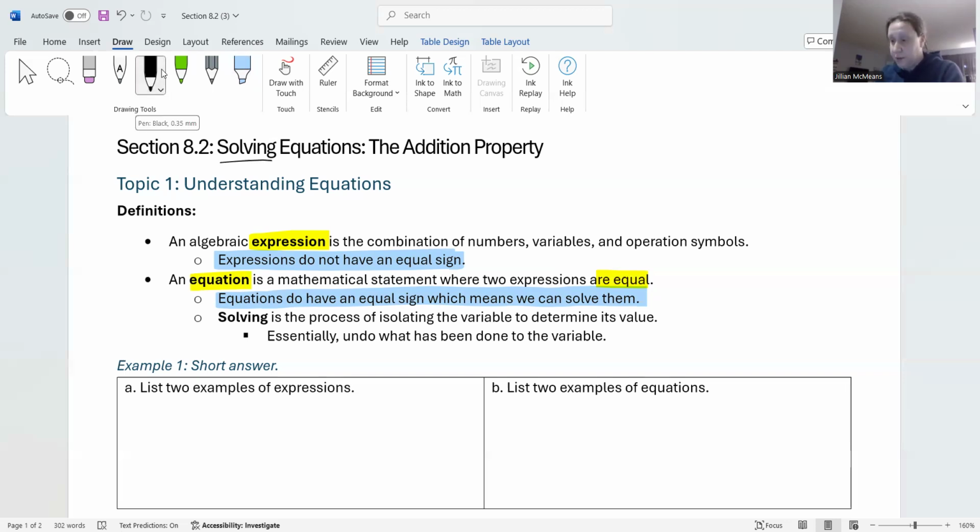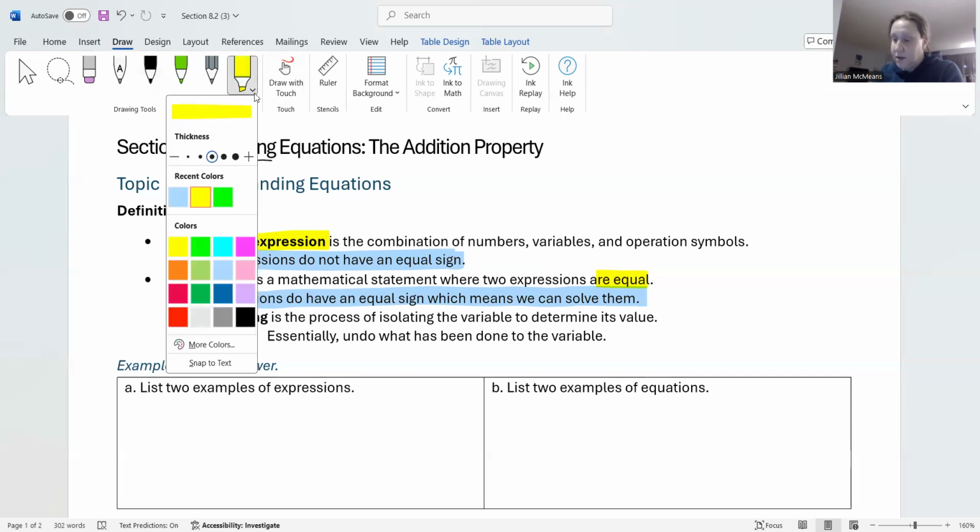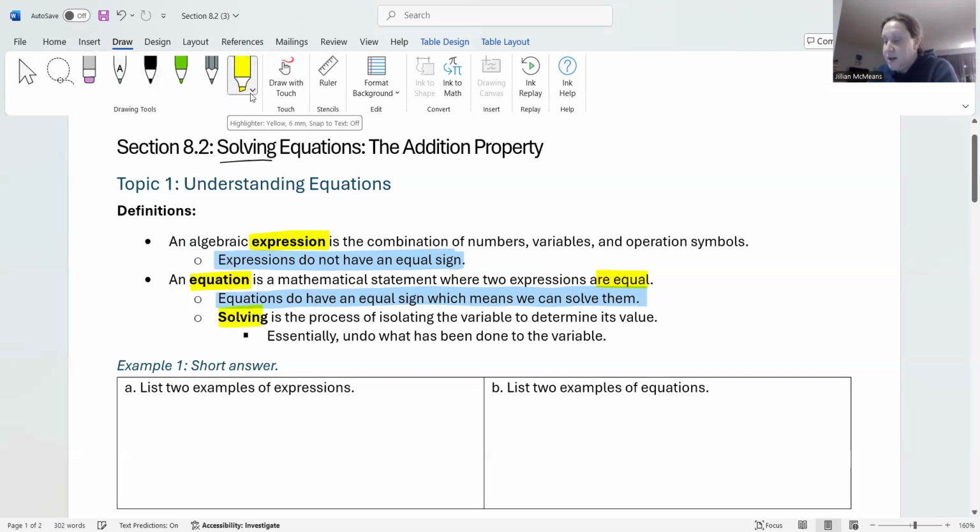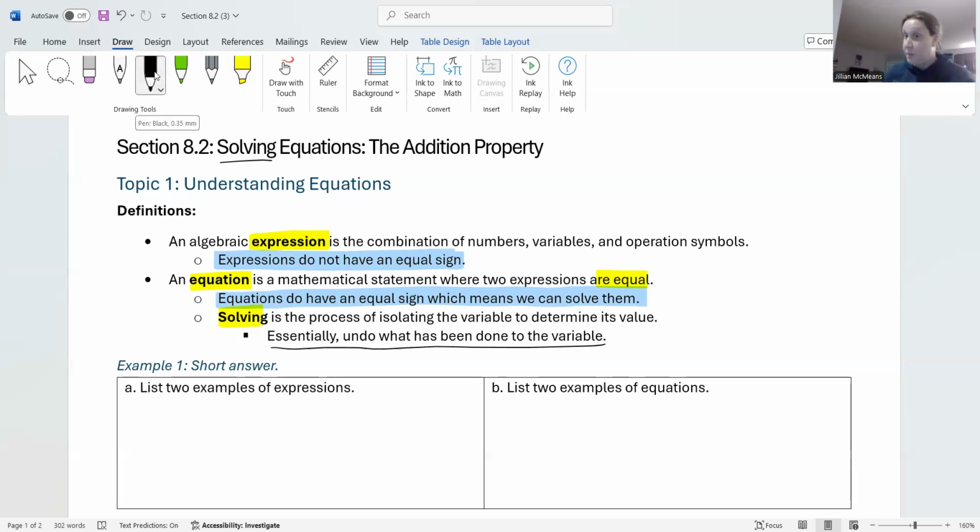Okay, so what is solving? Well, solving is the process of isolating the variable to determine its value. So our whole goal with solving is to get the variable all by itself to figure out what it equals. But how on earth do we do that? Well, when we're solving equations, we want to isolate the variable, that's the goal. But to do that, essentially, we have to undo what has been done to the variable. Now you have to be careful. We have to undo what has been done to the variable while maintaining balance.